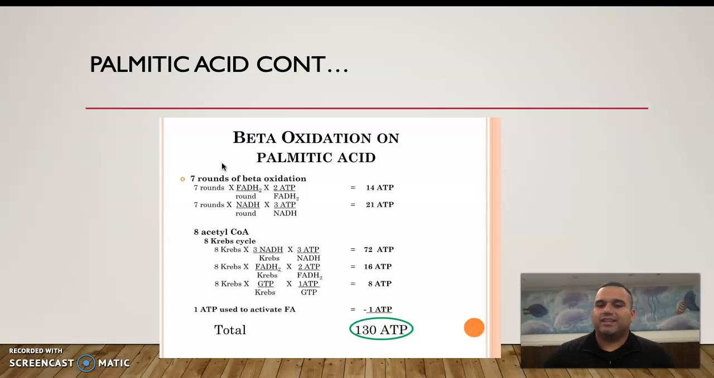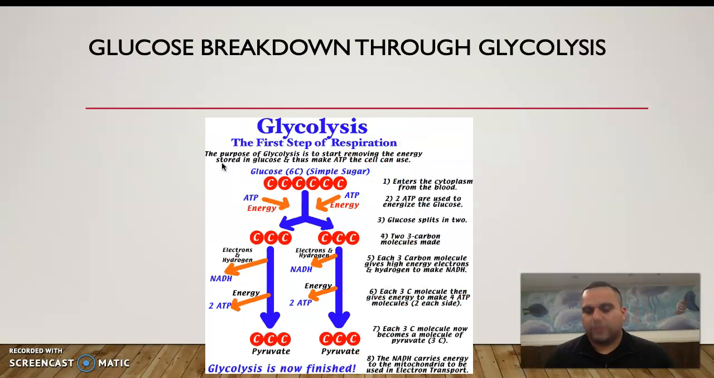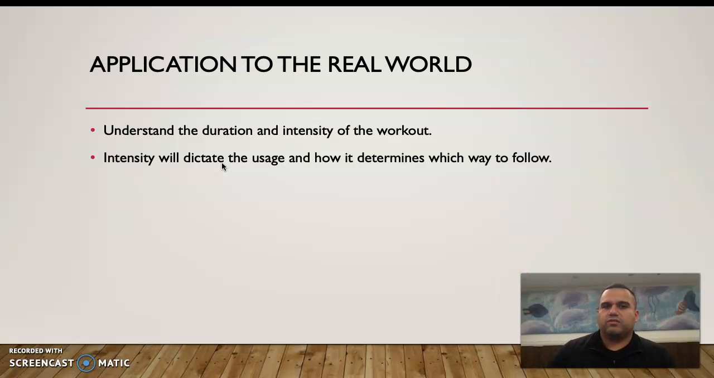However, it does take a longer duration to create this, and it usually takes about 30 minutes of a person exercising until you actually start using this form of energy. However, glucose only creates 36 ATP. Each of them serve a purpose, and we're going to dive into that when we go into why it is important, or application to the real world.